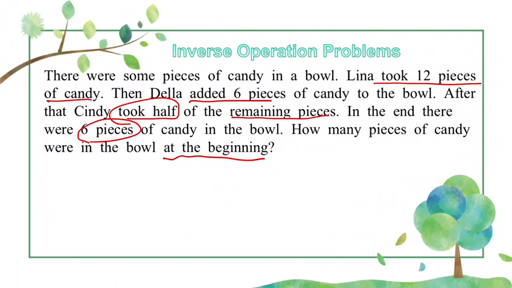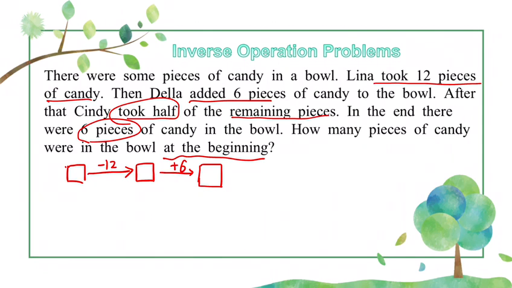So at the beginning, here is some candies, right? Some pieces of candy. And then Lina, one guy, took 12 pieces away. So minus 12, and you get a value, but we don't know how many pieces of candy are here. So you just use a square to represent a number. Use a picture to represent the number. And then some guy just adds 6. So you plus 6 to get another number of pieces, but we don't know the specific number.